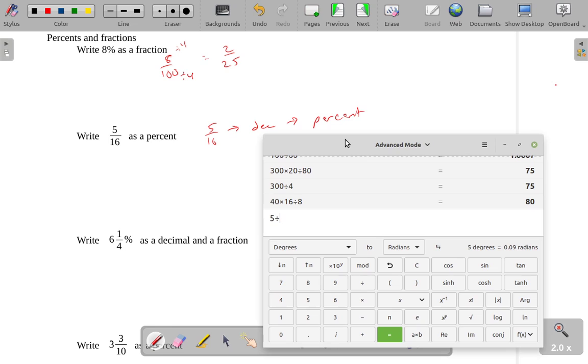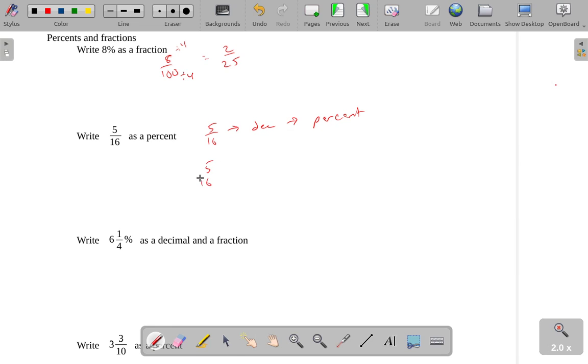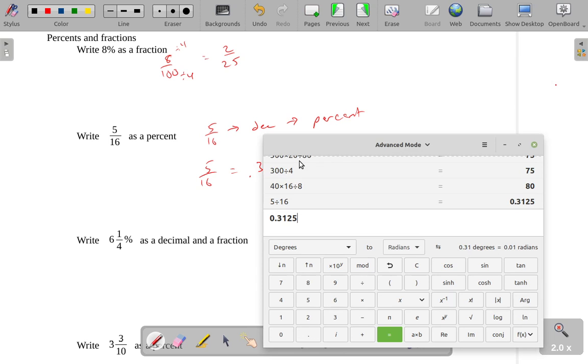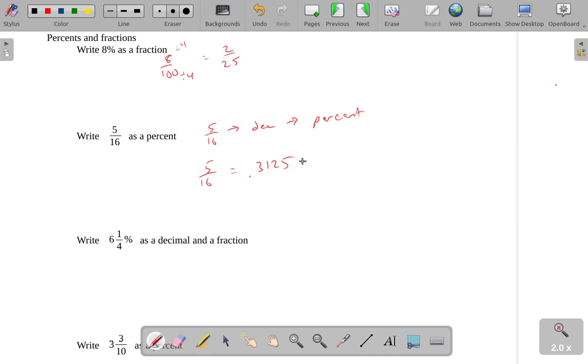So 5 over 16, if I want to convert that to a decimal, I just perform the division. 5 divided by 16, which gives me 3.125. So 5/16 equals 0.3125. I think I said 3.125, but it's 0.3125. And then convert that to a percent, which means moving my decimal 2 places since I want to introduce the percent. That's 2 places to the right. 31.25%.